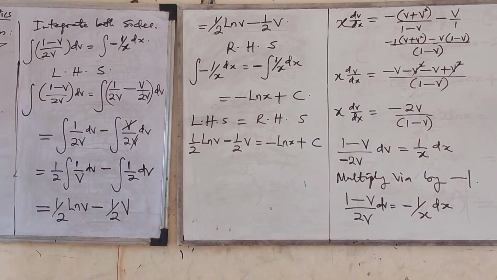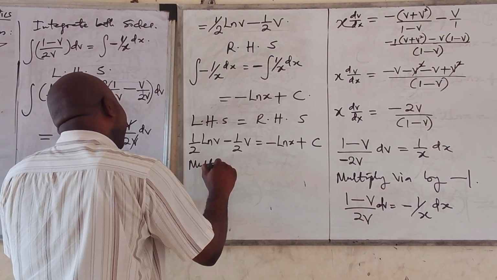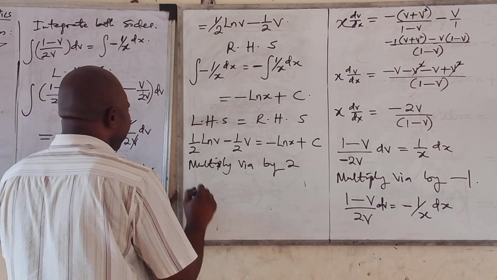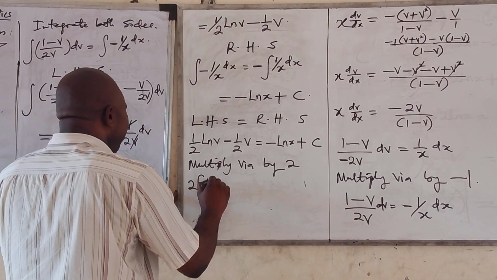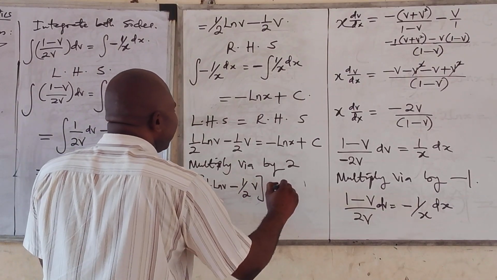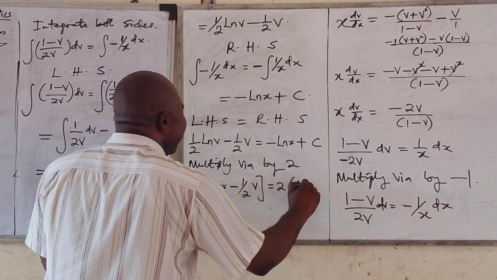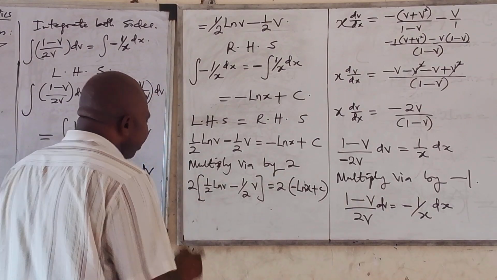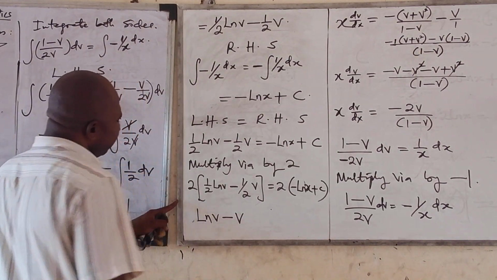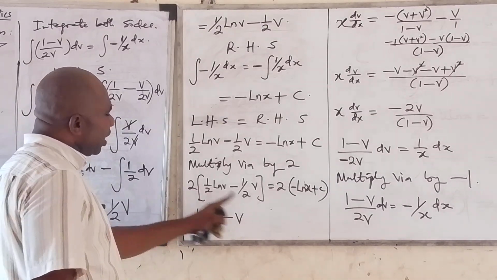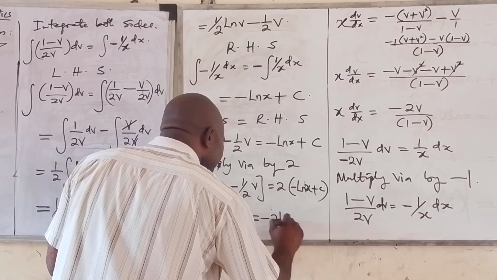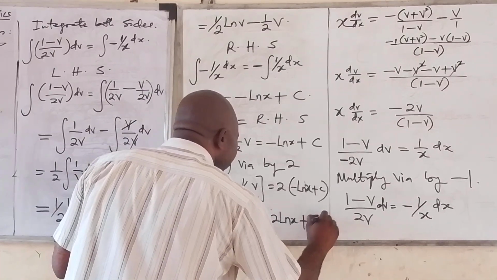Yes. Now let's multiply by 2. If you multiply by 2, you have 2 in brackets, 1 over 2 ln v minus half v is equal to 2 in brackets, minus ln x plus c. So expanding this, these 2 will go with this 2. We have ln v minus v, yes, because 2 will cancel this 2, we have ln v, 2 will cancel this 2, we have v, is equal to minus 2 ln x plus 2c.